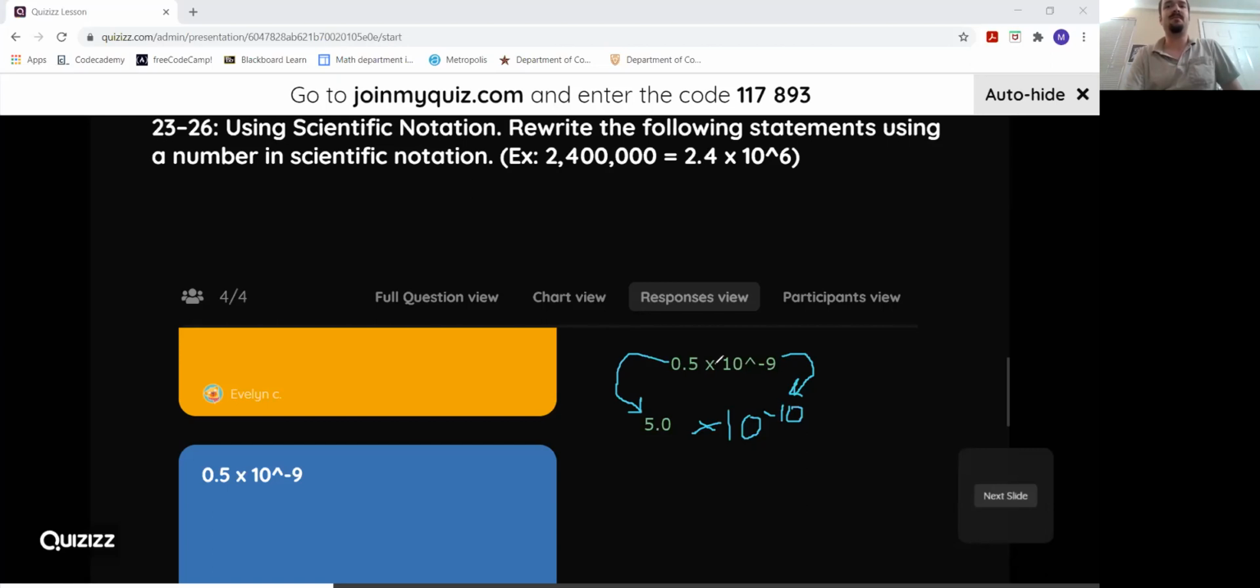Like this one, right? When we have a fraction. So this sort of thing comes up quite often when you're working with scientific notation. All right, so that is that one.